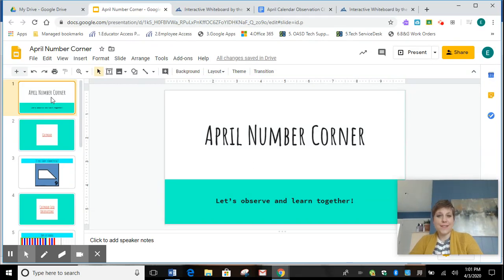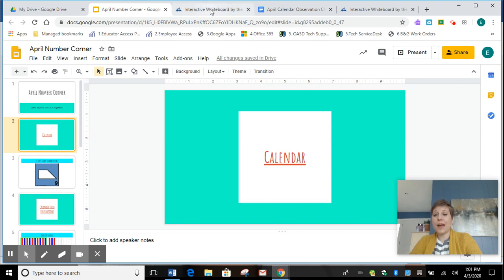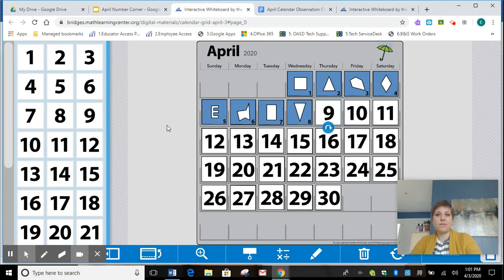Good morning, first graders. Let's get started with April number corner. We're going to jump right in and get started with our calendar. Today it is April 9th, 2020. And when I turn over today's marker, I see this shape.